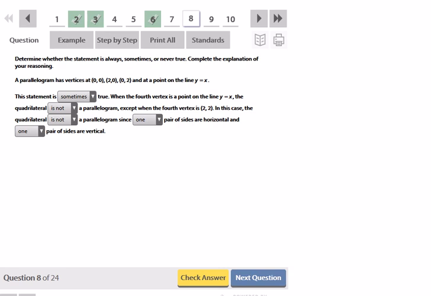Oh, because of pair. Okay. I had it right the first time. I wasn't reading the word pair. So it's not one pair, so that means two sides. There's two sides horizontal. So yeah, when this point is at 2, 2, it would be a parallelogram because there's one pair, so two sides are horizontal, and then two sides are vertical. They were talking about pairs. There you go.